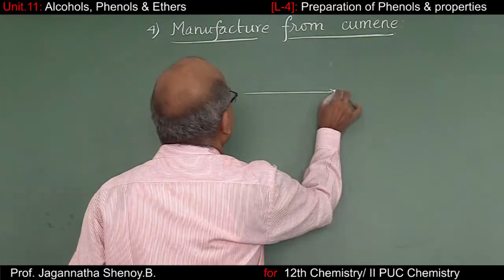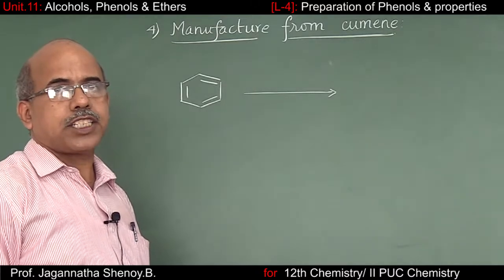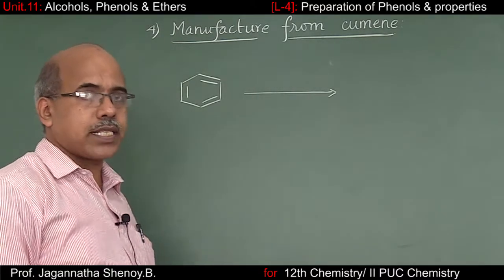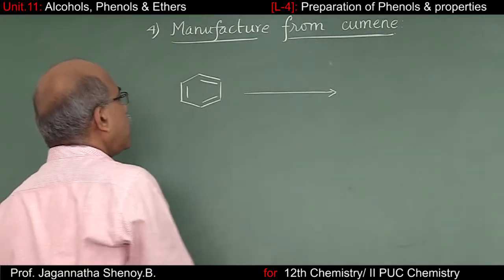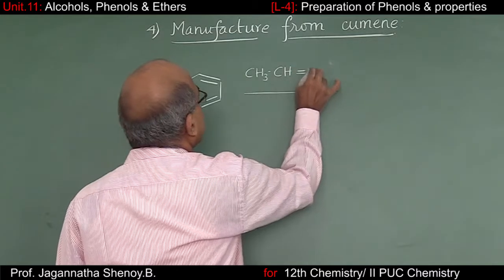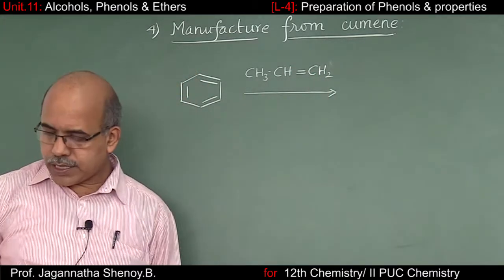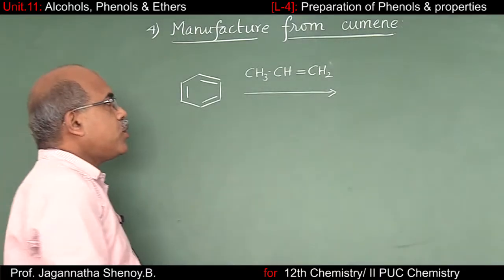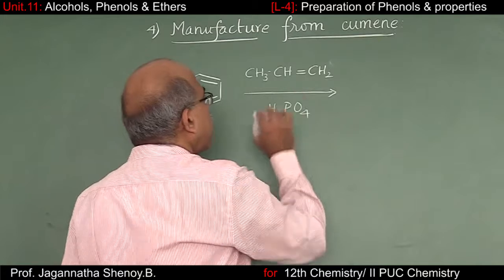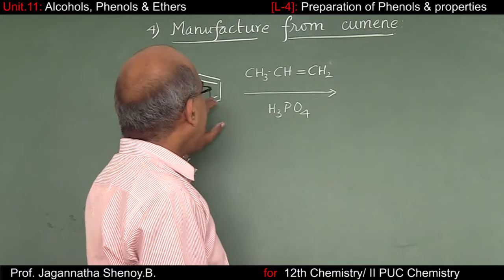The first step is actually Friedel-Crafts alkylation, and in this reaction we do not use an alkyl halide. What we use is an alkene. So we use propene, CH3CH=CH2. This reaction requires a catalyst, and the catalyst used in this case is H3PO4, orthophosphoric acid.